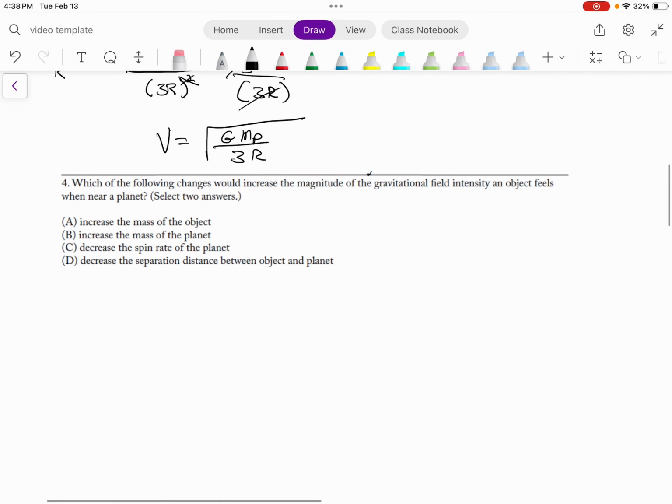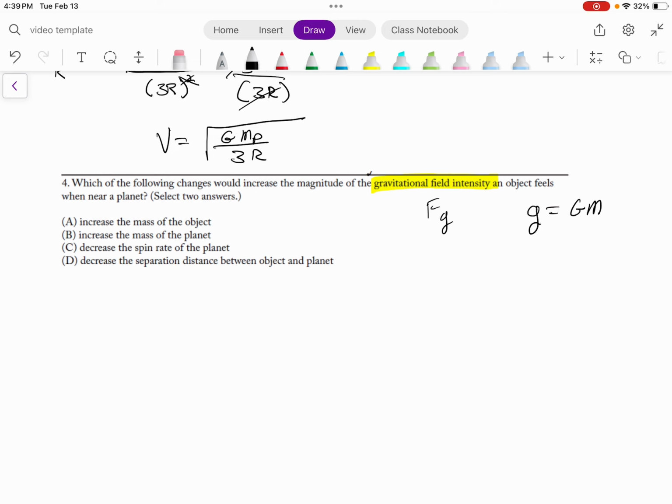All right, the next question should be straightforward, but it's a great question because it's making sure you understand what the definition of gravitational field intensity is. Force of gravity, gravitational force, that is not what they asked for. They asked for the gravitational field intensity. That is little g is equal to what?